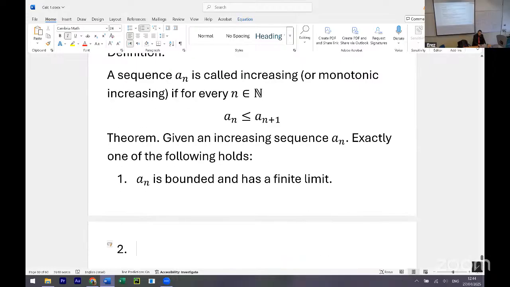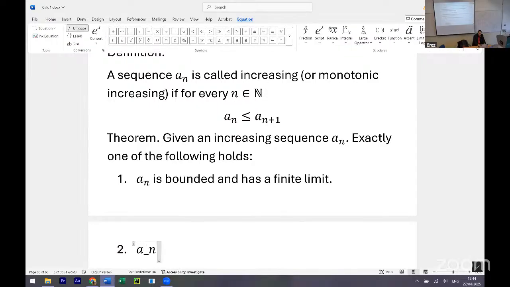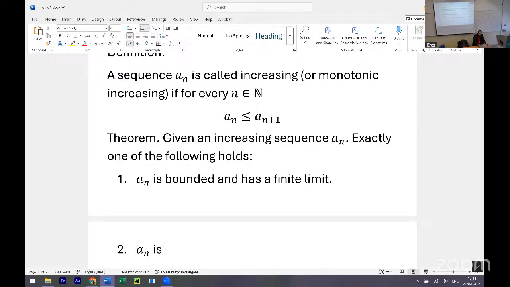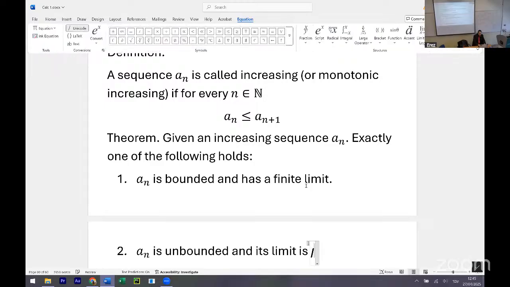Two, what is the other option? Obviously, first of all, it's unbounded, and therefore, but what will its limit be? It's increasing and unbounded, and its limit is infinity, exactly.